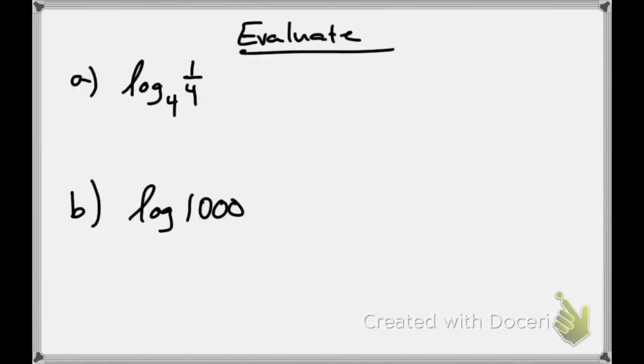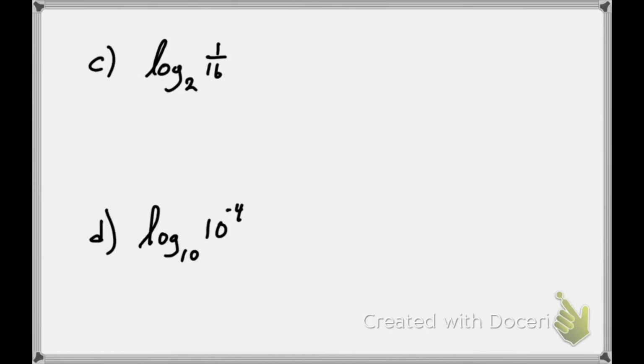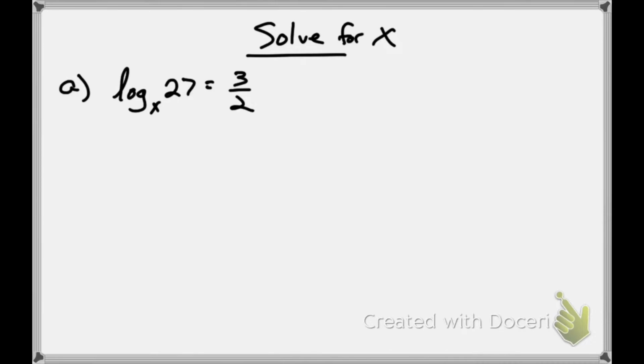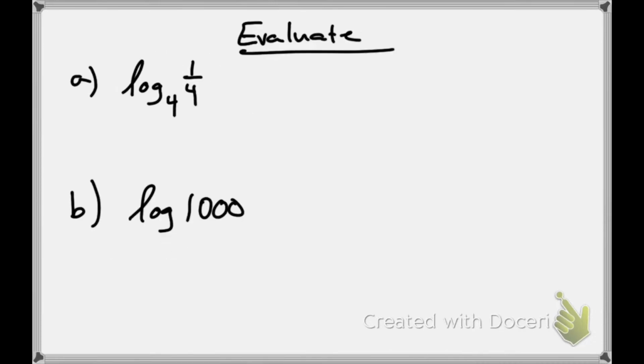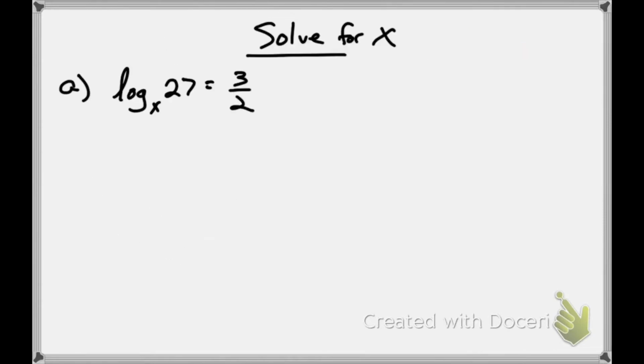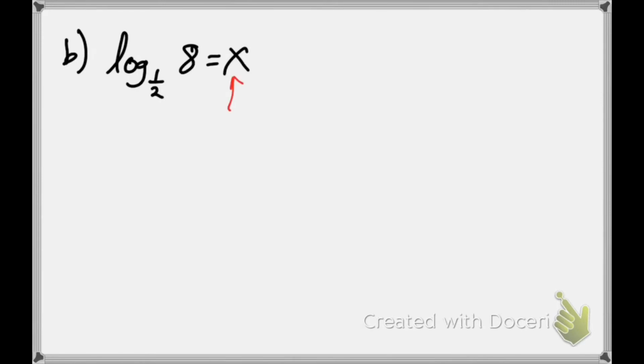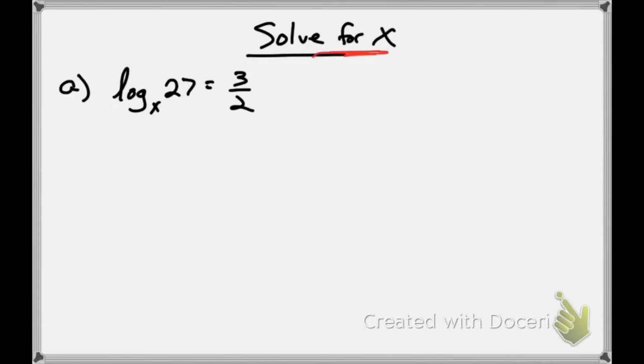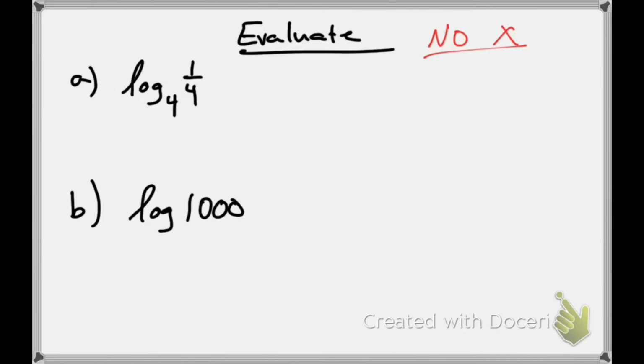But let's go into actually evaluating our logarithms. Now the difference between evaluating and solving is that when we evaluate, notice that there's no x here. When I actually solve for x, notice that I have an x here. So when we say solve, you're actually going to solve for x. When I say evaluate, there's no x, but basically what we're going to do is add an x to solve for this. But that's the difference there.